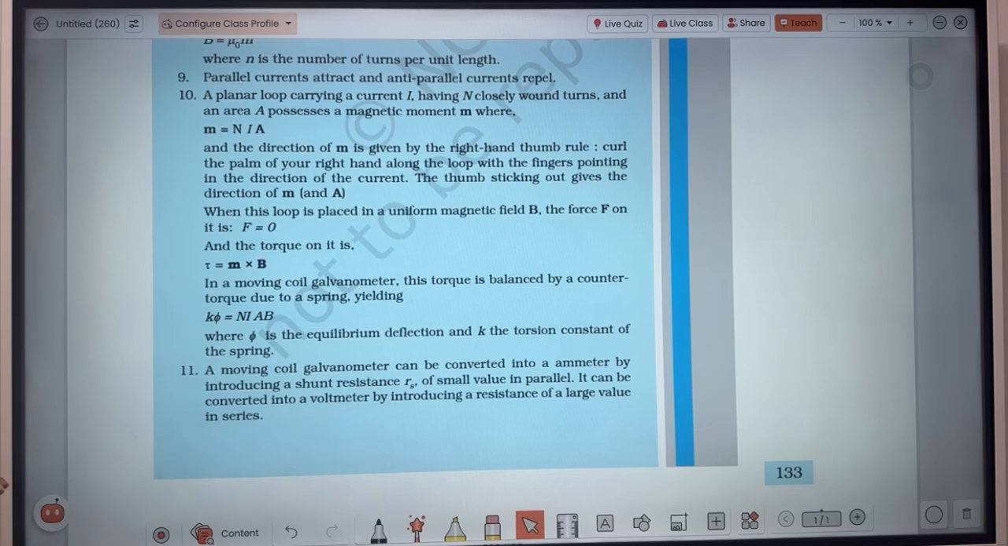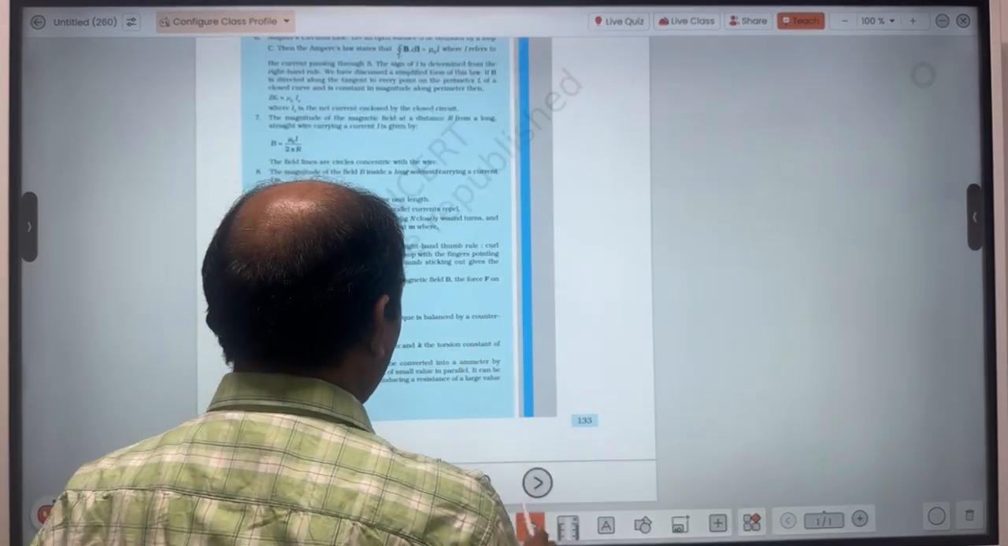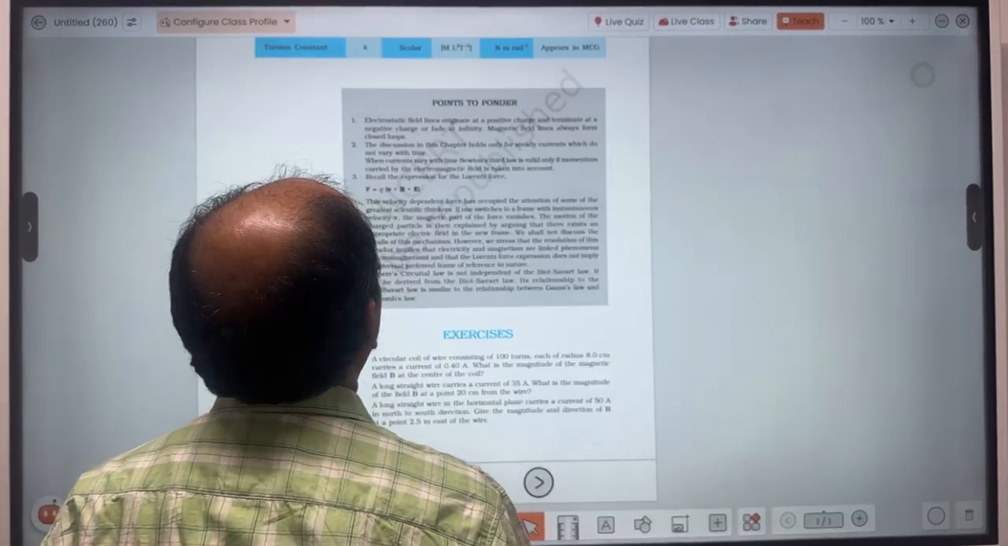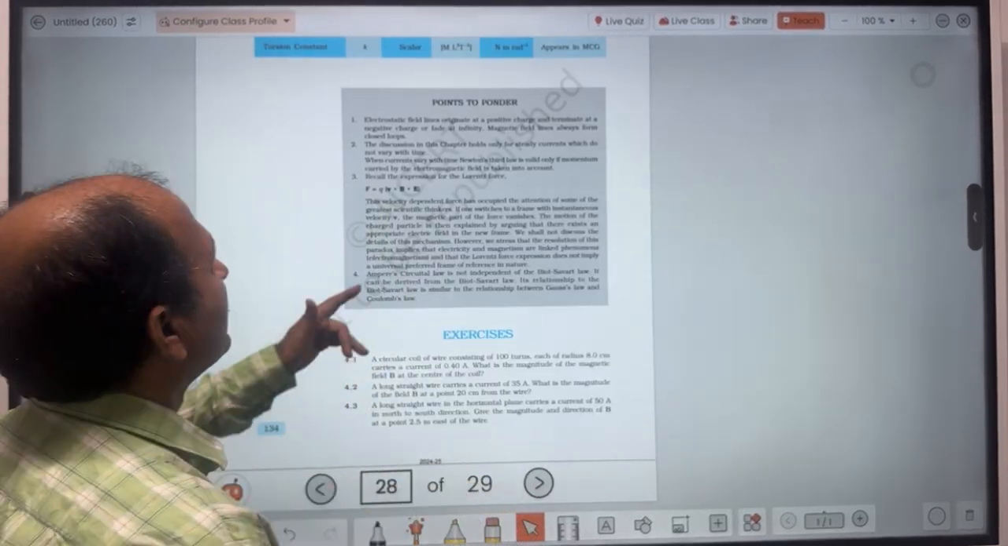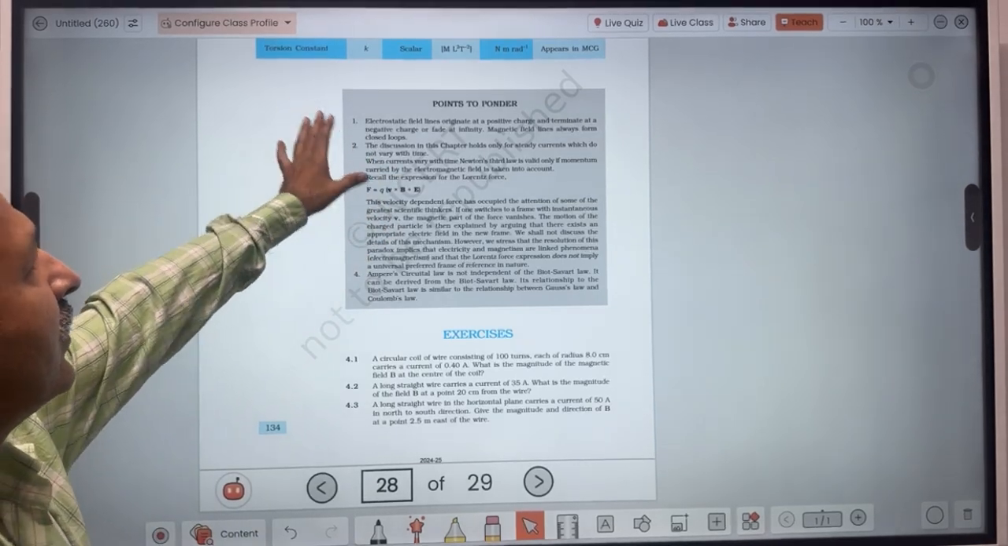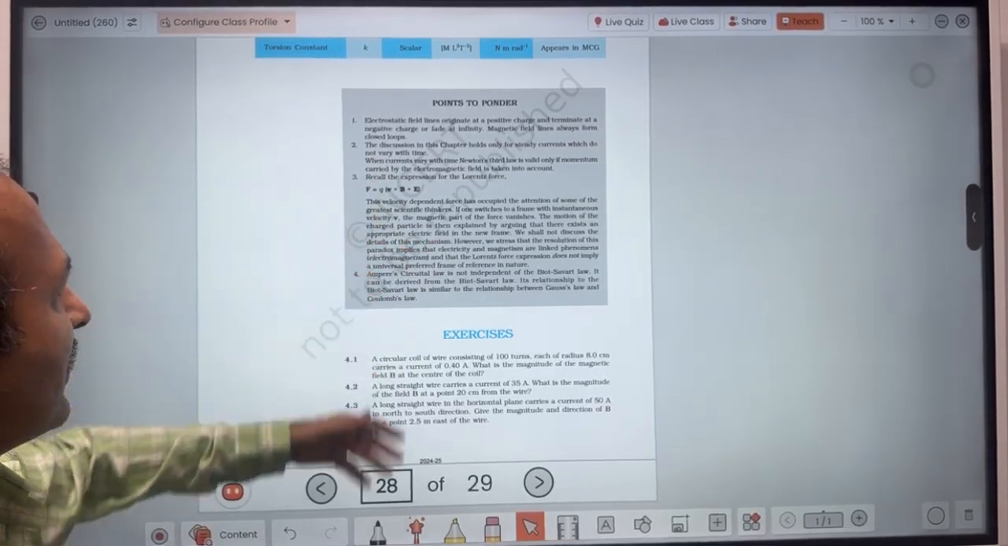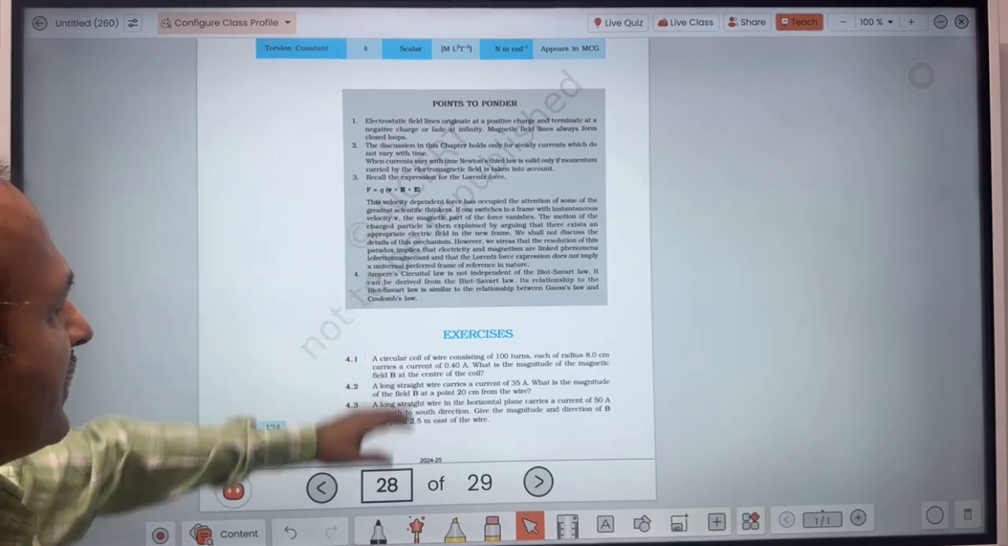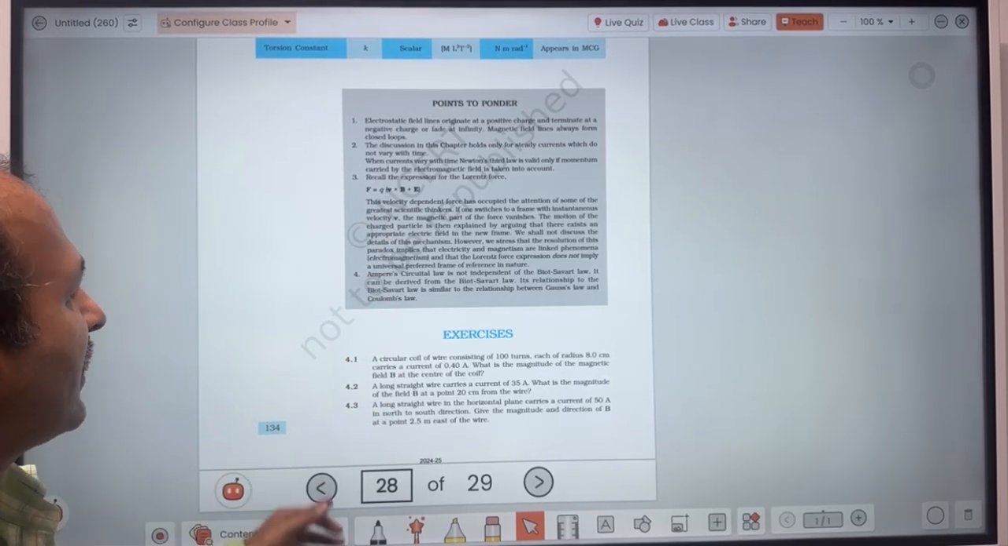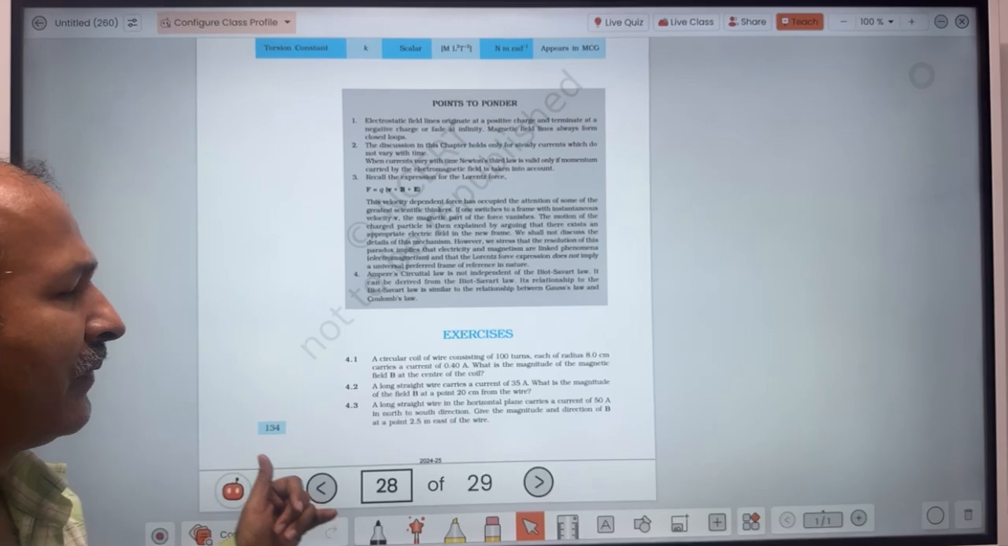Then, as I told you, a moving coil galvanometer can be converted into an ammeter by connecting a shunt resistance in parallel to it, and it can also be converted into a voltmeter by introducing a resistance of large value in series with it. So this is all about the chapter. I think you have enjoyed, and there are certain points for you to ponder over. You have to read them, and try to find out the result if they have asked certain questions. In the next lecture, we will study the numericals based on this chapter.